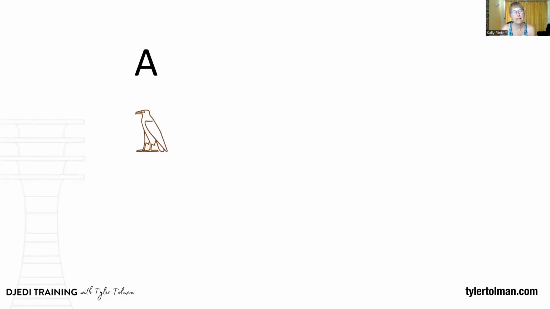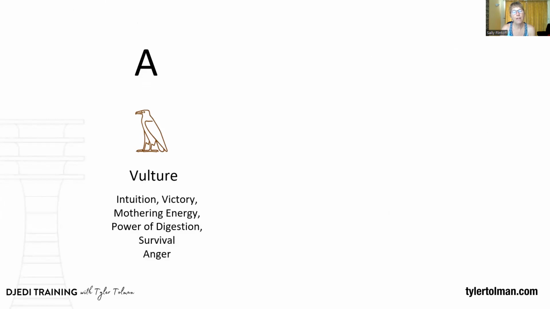So A is represented by a vulture, which is brown, and it has various meanings ranging from intuition, victory, mothering energy. It represents the power of digestion because vultures eat dead, rotting flesh and bones. They have very strong digestive juices. It represents survival. Vultures can survive long periods of time. They're very hardy birds. Apparently, they're also quite quick to anger. They're always picking fights with each other, so it represents anger.